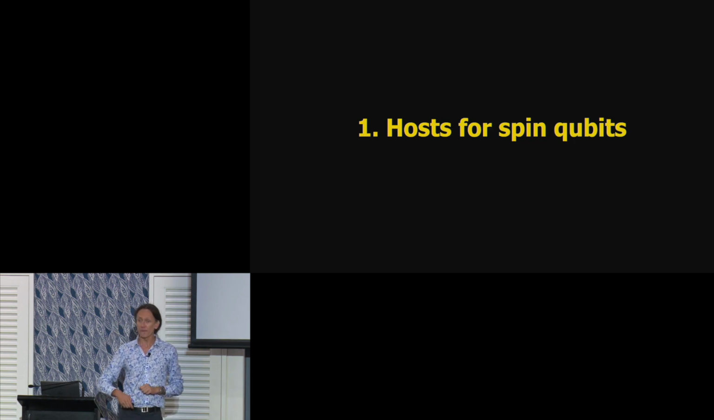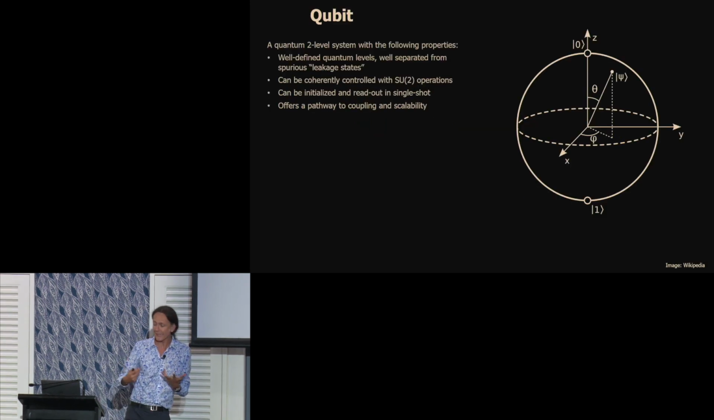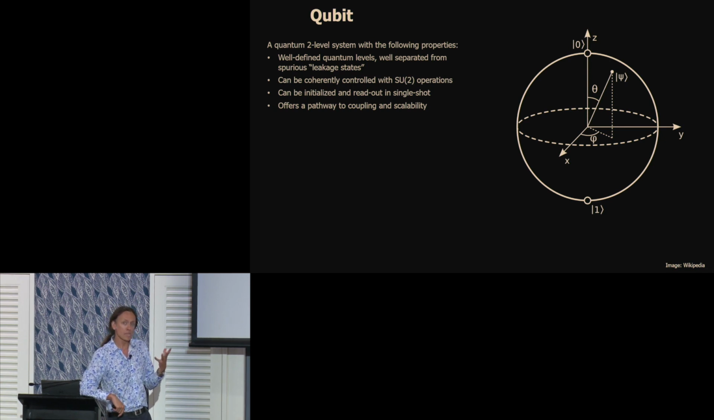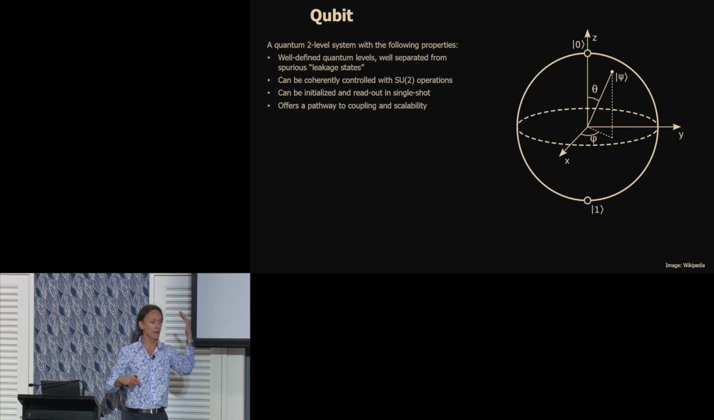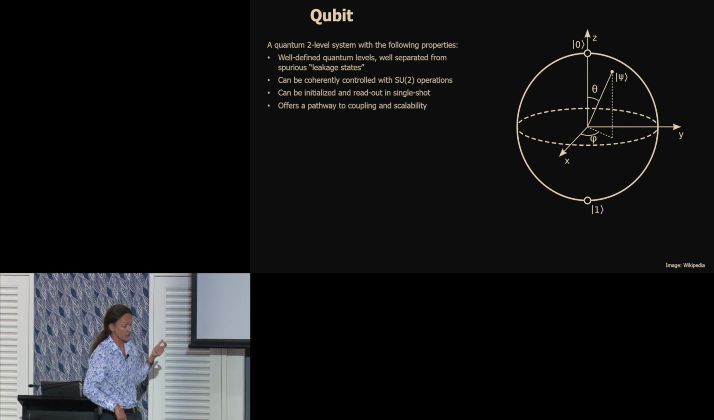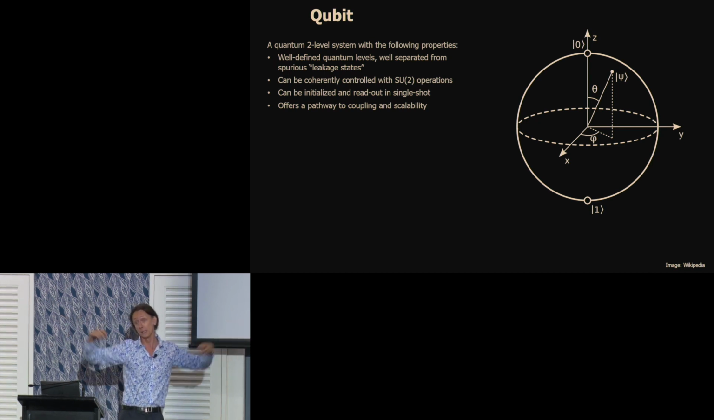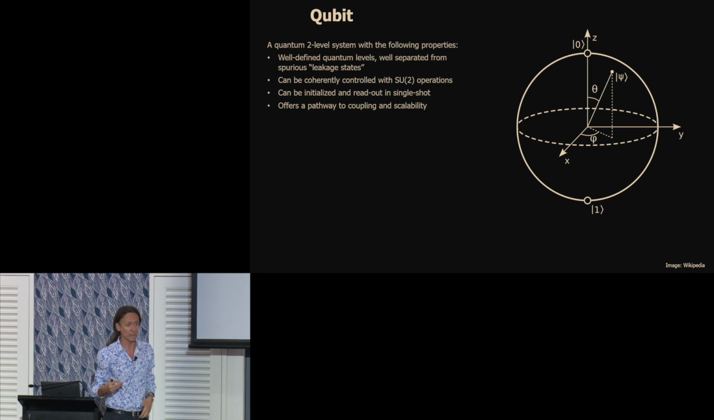So first of all, hosts for spin qubits. A qubit is a quantum mechanical two-level system that must have a number of properties. It needs to have two well-defined states, and you need to be able to create an arbitrary quantum superposition. So you need to be able to define a Bloch sphere and do, let's say, SU(2) operations on that Bloch sphere. You've got to be able to initialize and read out the system in single shot, and you need to find some way to make the qubits interact in a way that appears scalable.